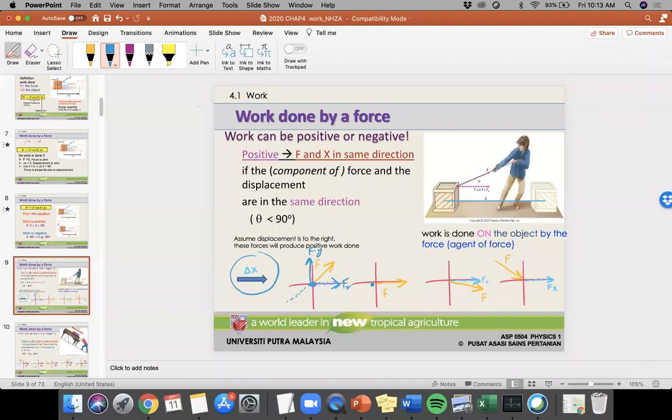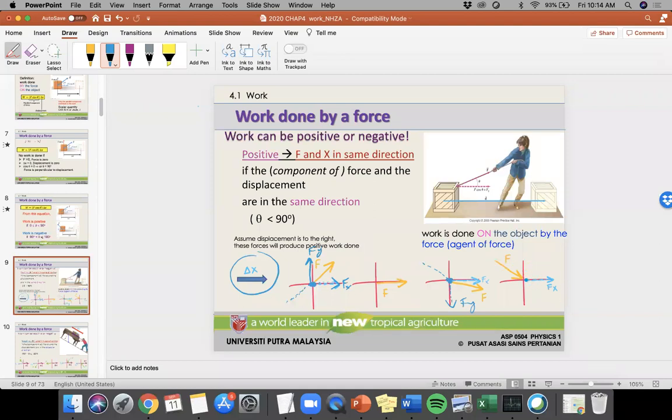Okay, and then we have another example this way. Your box is here, a force is applied this way. As usual, you have to resolve it into its Fx and Fy. If it's not clear to you, extend it. If it's clear to you, then just resolve it. So this gives me a positive Fx and a negative Fy. So we are only concerned with the parallel component to displacement, which is Fx. So Fx is in the same direction as your delta x, so that gives you a positive work done.